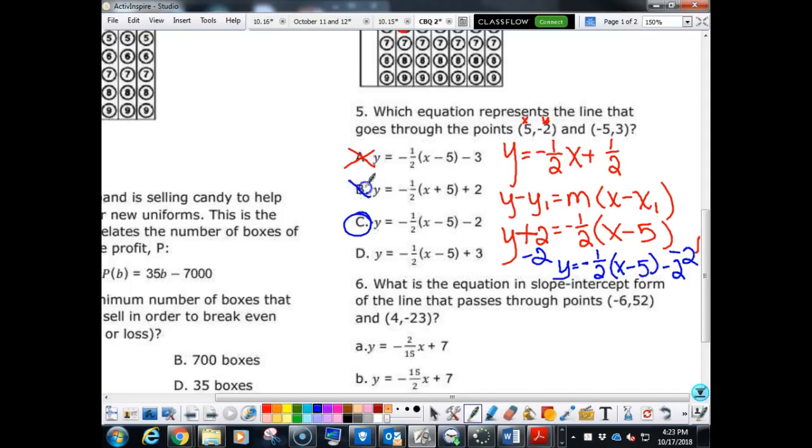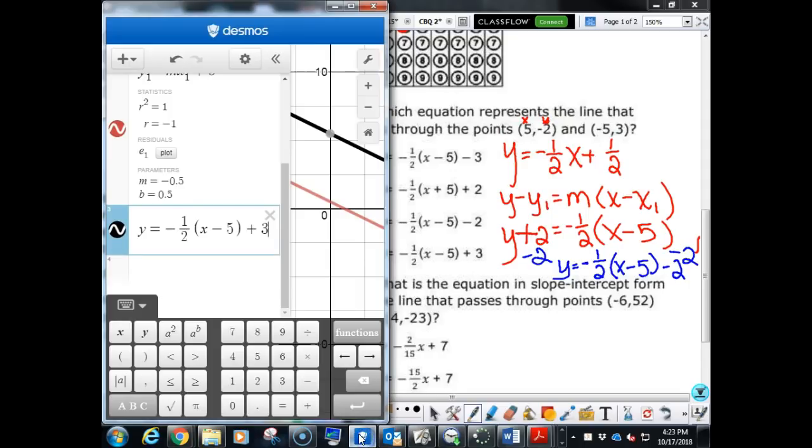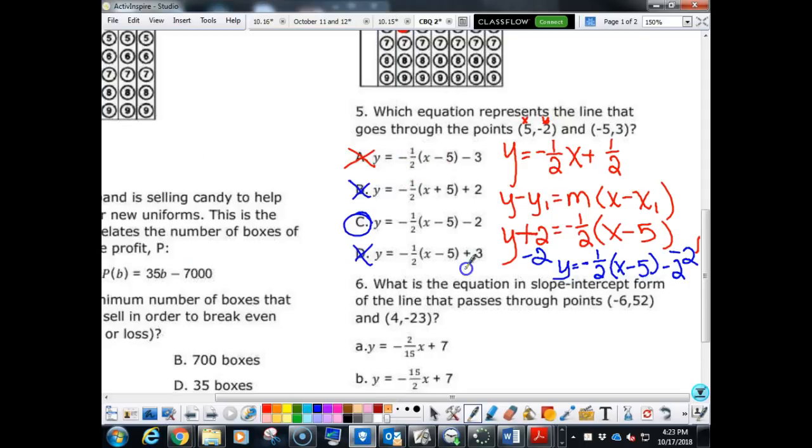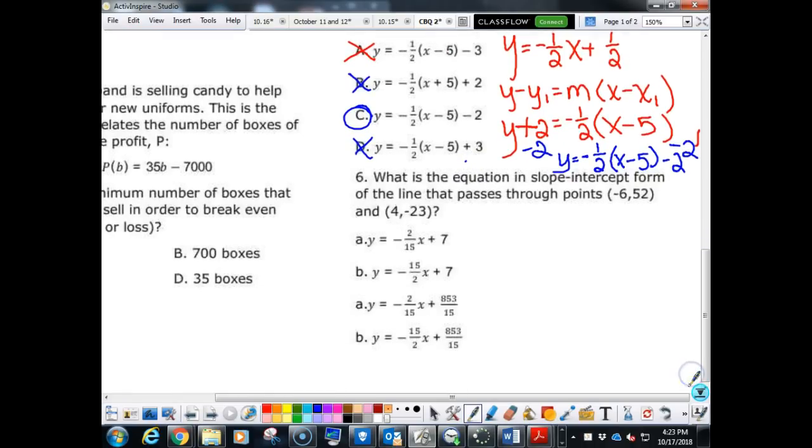So if anything on your test, put this into the table, do the approximation. So that's this part right here. And then just graph all your answer choices and see which one matches. Alright, so let's look at number 6. What is the equation in slope-intercept form of the line that passes through the points (-6, 52) and (4, -23)?